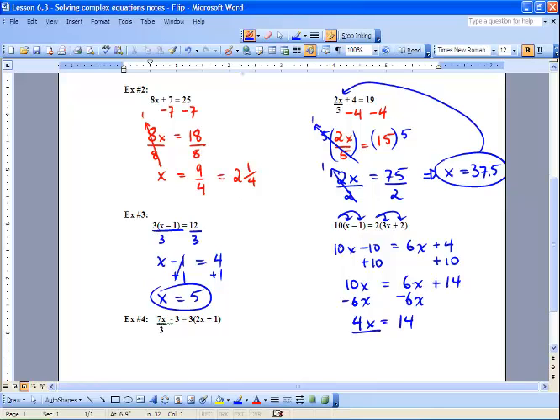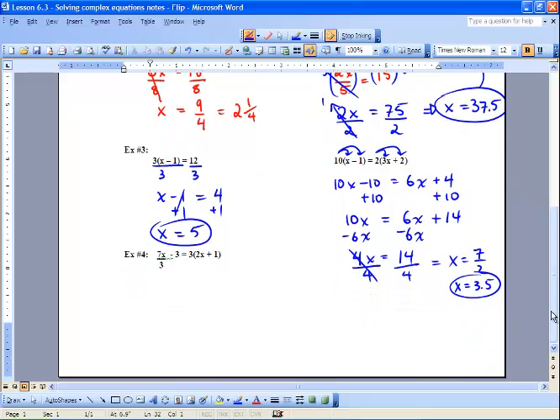Our final step is we're going to divide by 4, and we get x to equal 14 over 4, or 7 over 2, or x equals 3.5. Next and finally, we're going to do this last question here. It's a little bit bigger, and what we want to do now is get x by itself.